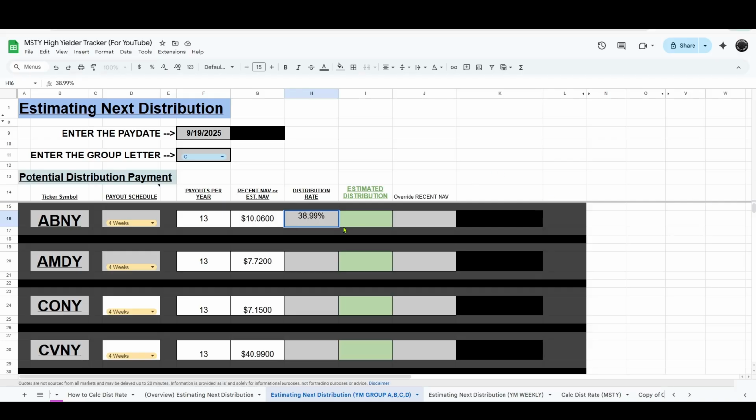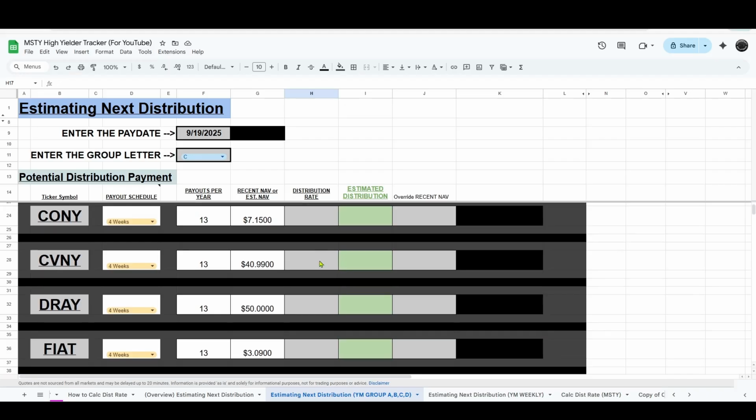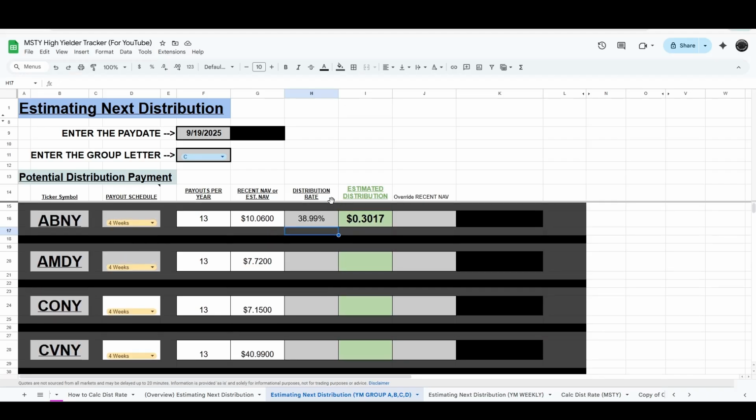And then that is going to calculate the estimated distribution payout, which I'm calculating about 30 cents. So you would do that for each one of these. And if you can get that distribution rate from what it reads over the weekend, that may be even better or closer to the estimated distribution. I don't know, because I'm just now doing this for the first time myself.